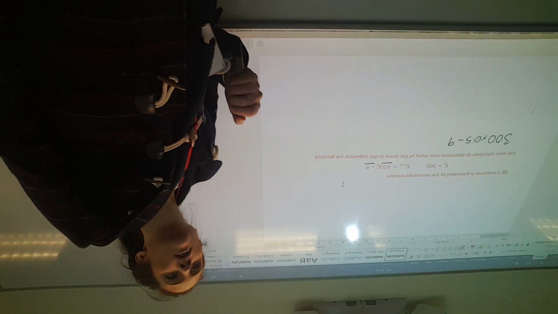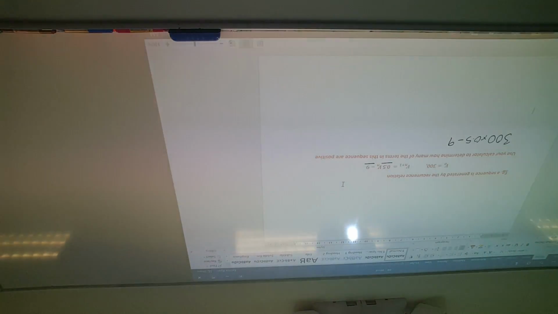That's so much easier. So type in 300, press enter, and then type in the rule: times 0.5 take 9. And then you just keep pressing enter till you find a negative. Do you have to write down the terms? No, it just says determine how many of these terms in the sequence are positive.